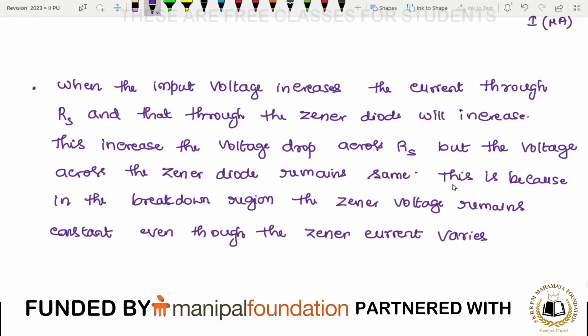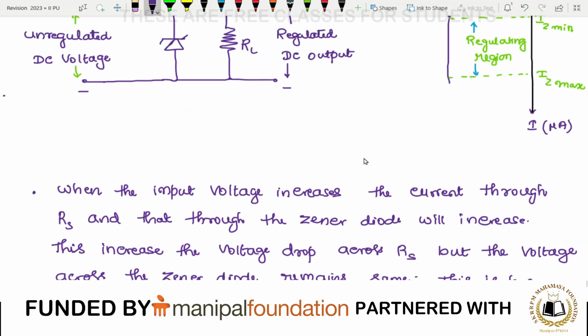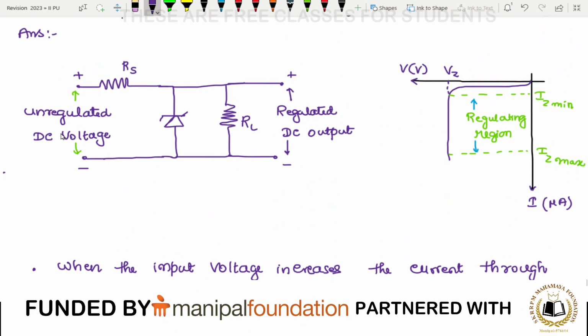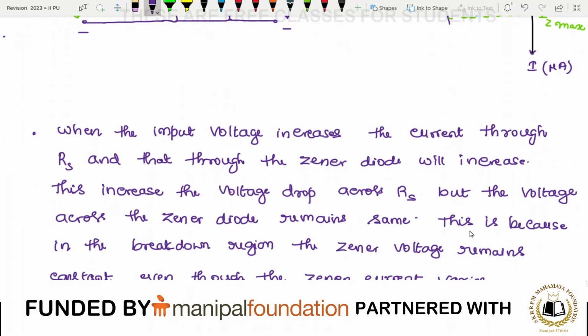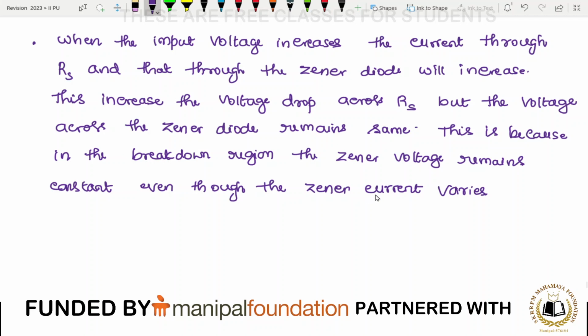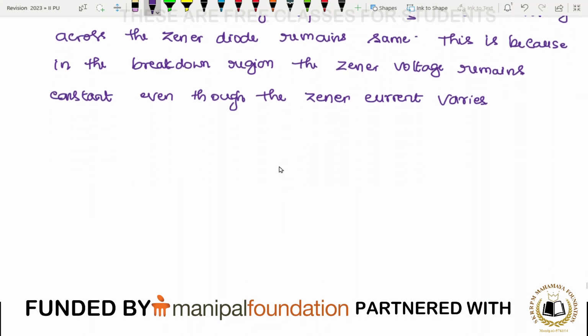When the input voltage increases, the current through RS and through the Zener diode increases. When this unregulated DC voltage increases, current through this RS and Zener diode increases. So what happens? Voltage across this RS increases, but voltage across the Zener diode remains constant. This is because in the breakdown region, Zener voltage remains constant even though Zener current varies. Now we'll write the reverse.